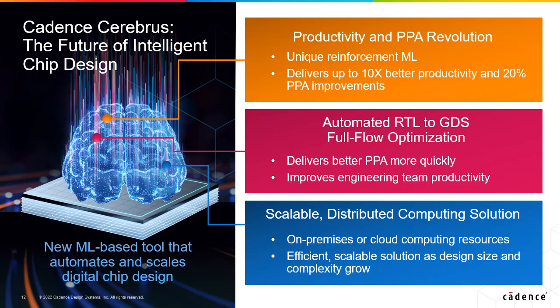So to conclude, Cerebrus is the next revolution in chip design. Using a unique reinforcement machine learning engine developed by Cadence, Cerebrus delivers better design power, performance, and area results more quickly. Cerebrus provides a completely automated, machine learning driven, full flow optimization technology which utilizes the industry-leading Cadence digital implementation and sign-off flows, enabling better engineering team productivity so that more system-on-chip designs can be implemented concurrently.